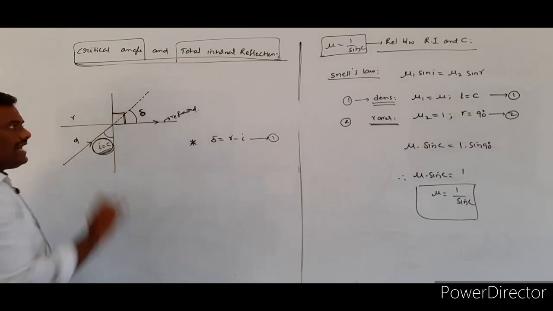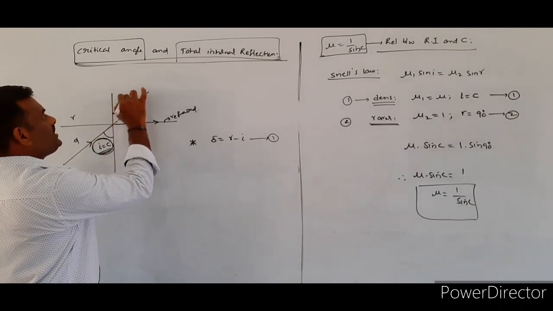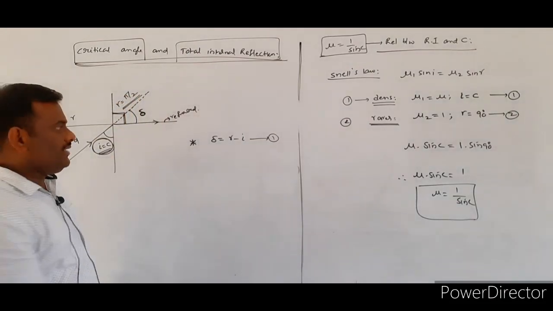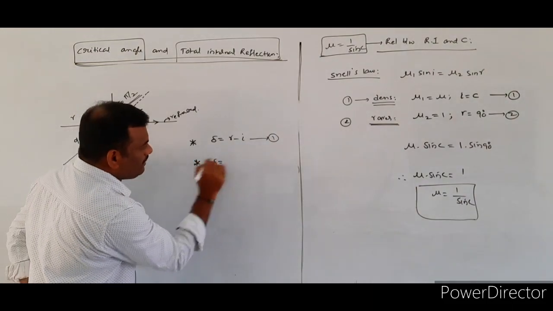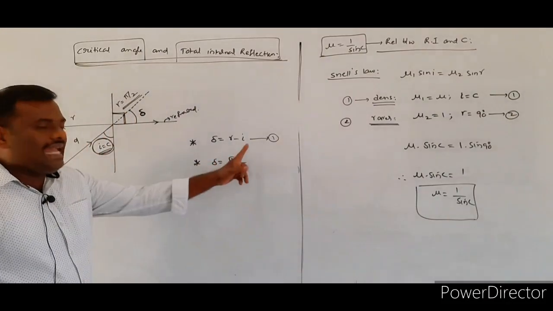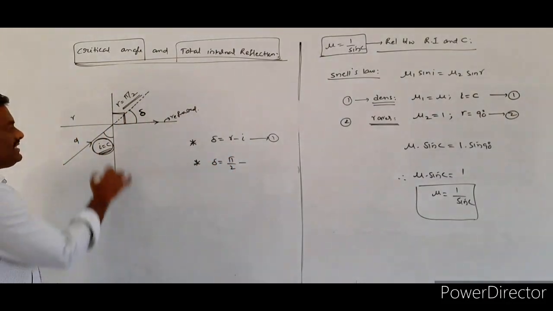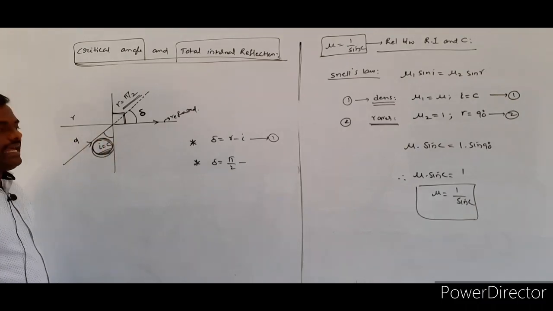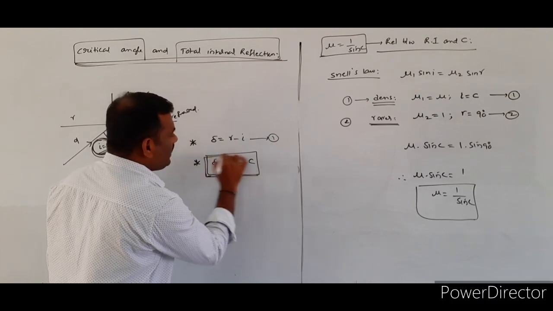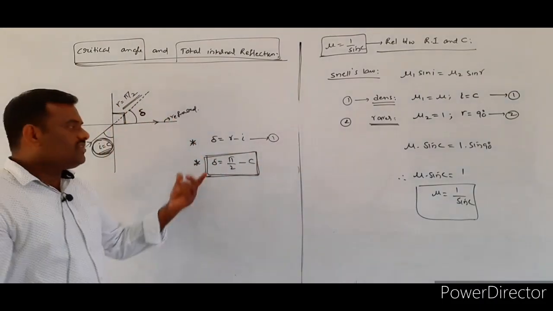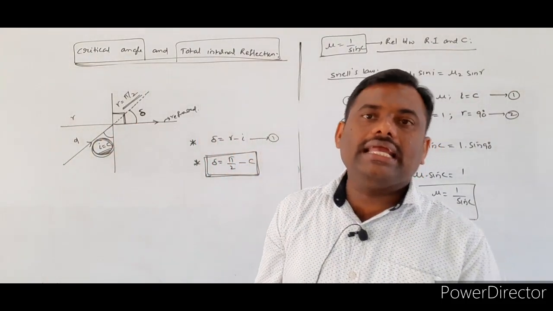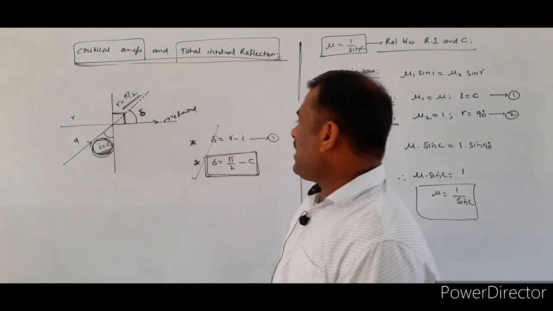In this particular case, whenever the angle of incidence is equal to the critical angle, the angle of refraction R is equal to pi by 2. Therefore, the angle of deviation is given by delta is equal to R minus the angle of incidence, which in this case is the critical angle. Therefore, delta is equal to pi by 2 minus C. So this is the expression for the angle of deviation whenever the light is incident with the critical angle. Delta is equal to pi by 2 minus C.